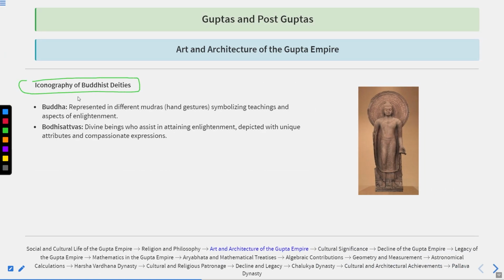Thereafter, iconography of Buddhist deities. First one was Lord Buddha. He is represented in different mudras, hand gestures symbolizing the teachings and aspects of enlightenment. Thereafter, the Bodhisattvas, divine beings who assist in attaining enlightenment, depicted with unique attributes and compassionate expressions.